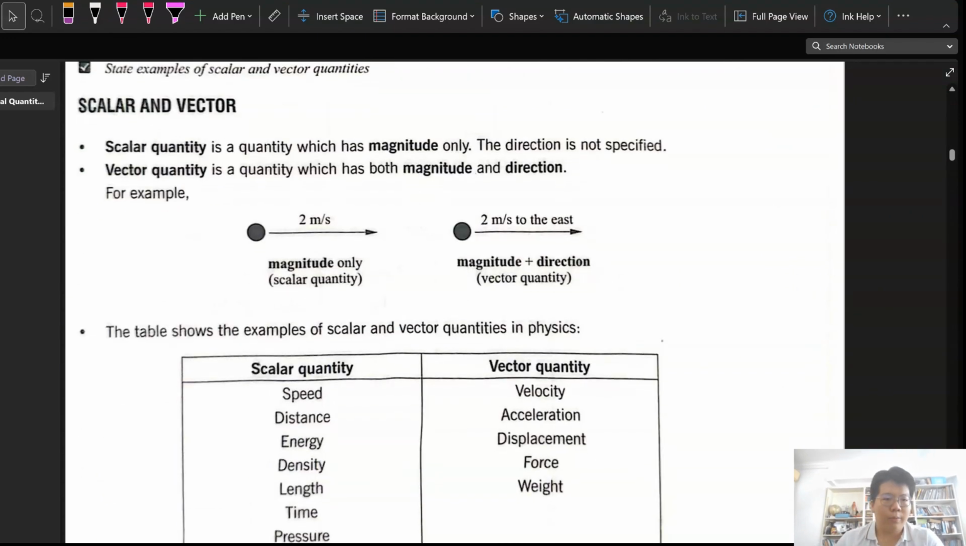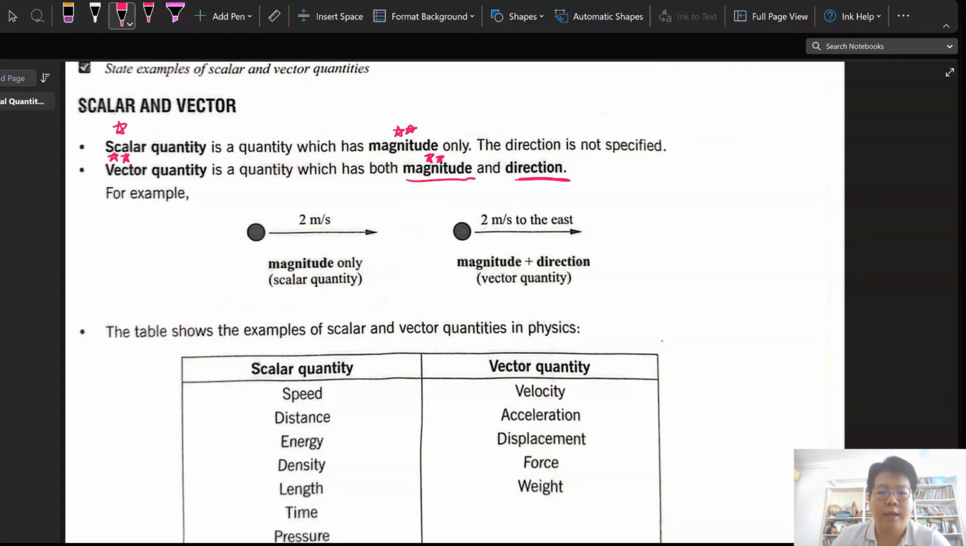So first of all, you will have to know what is the difference between a scalar quantity and a vector quantity. For those who are incoming Sec 3s, who just finished their Sec 2s, this is a new concept that you will have to know, but fret not, it's quite simple to understand. So first of all, your scalar quantity is basically something that has magnitude only. Okay, so keyword is only magnitude. Your vector quantity is basically something that has both magnitude as well as direction.